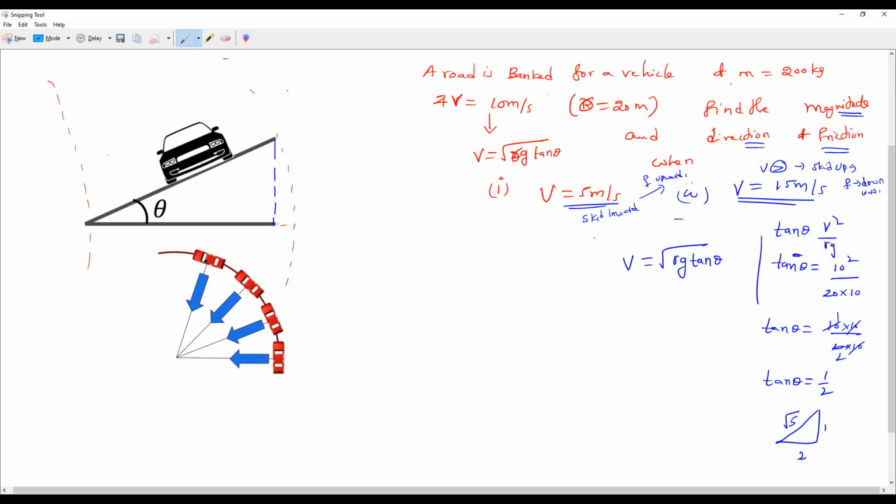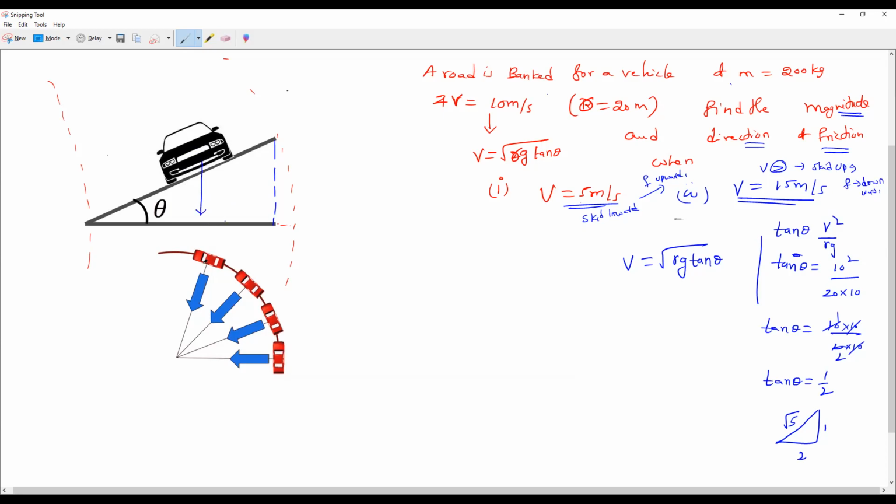So let me take the first case. Let me imagine this diagram and you draw it. I'm imagining the body here. Now, the first force, the force which is acting in the downward direction, what is that force, everybody?